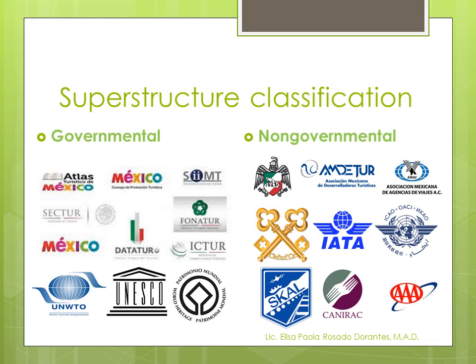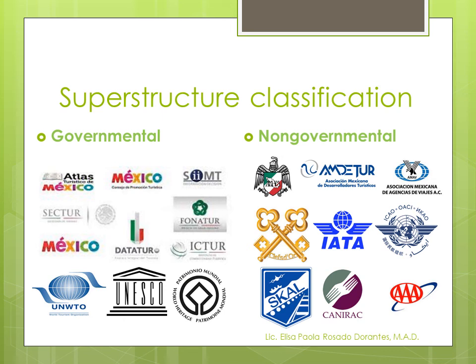Here on the left side, you can see some examples of the governmental superstructure. As you can see, some of them are national institutions and some others are international institutions. Can you identify any of them? Very good.